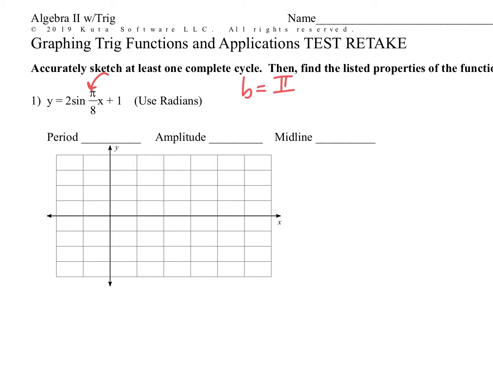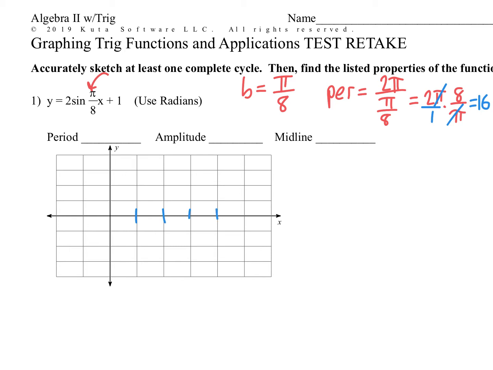So b is pi over 8. We know that the period is always the standard period divided by b. So in radians, it'll be 2 pi over 8. And to divide by that fraction, we will multiply by the reciprocal. So I'm going to multiply by 8 over pi, and in this case, throw a 1 under there. So the pi's do cancel, so we just have 2 times 8. So the period should actually be 16.